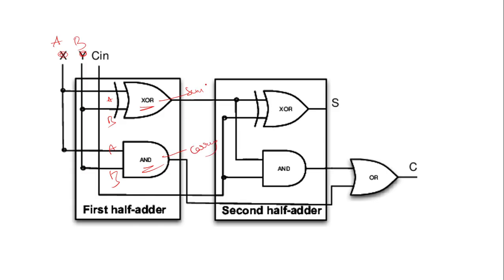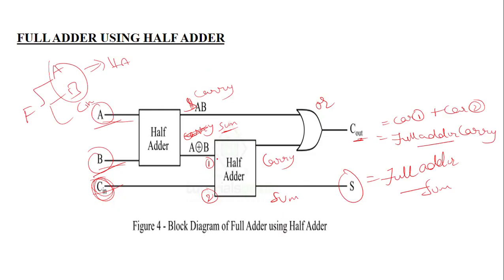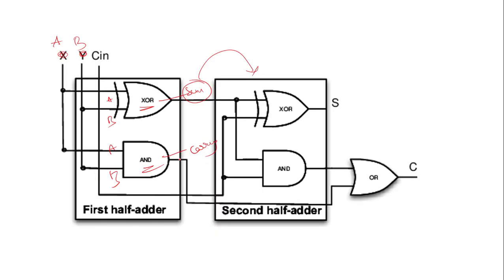Now this sum is given to the second half adder. In the second half adder, one of the inputs is the sum, and another input is Cin. You can observe this line, so it is our Cin. We give this to the XOR gate as well as the AND gate. So again sum and Cin are given to XOR as well as sum and Cin are given to the AND gate. We generate sum and carry again.